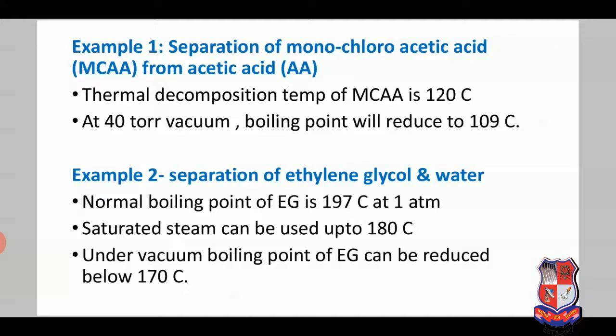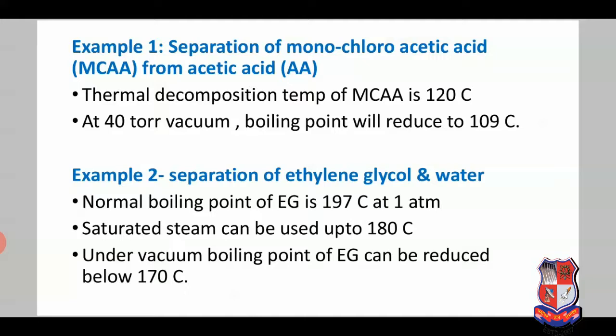So it is not possible to achieve 190 degrees Celsius for distillation, because its decomposition will occur at 120 degrees Celsius. So you will not have monochloroacetic acid beyond 120 degrees Celsius. It will break into different atoms. So what option do we have available? We need to carry out this operation in vacuum. By reducing the pressure to 40 torr, its boiling point will reduce to 109 degrees Celsius.